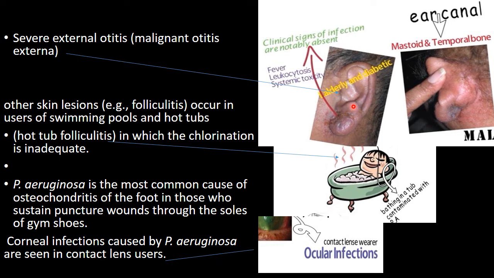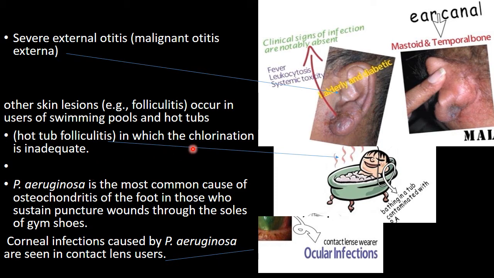Look at this picture, it is also malignant otitis externa, sometimes involving the mastoid and temporal bone, and also involving the ear canal. Pseudomonas aeruginosa is also the most common cause of disease of the foot in those people who sustain puncture wounds through the sole of gym shoes. The infection is called osteochondritis.